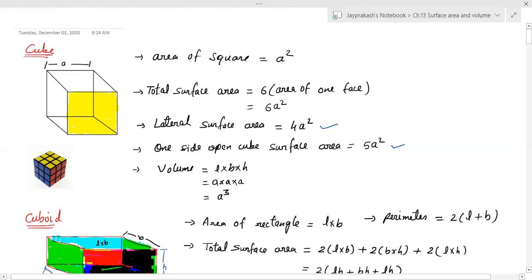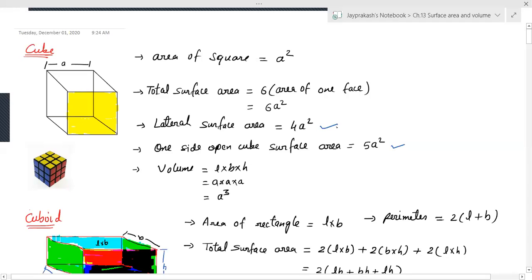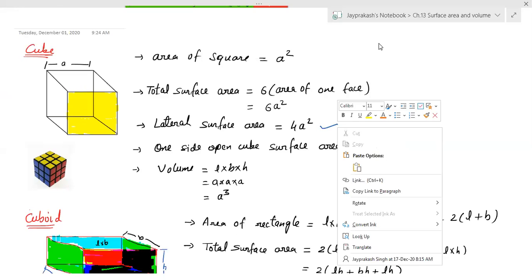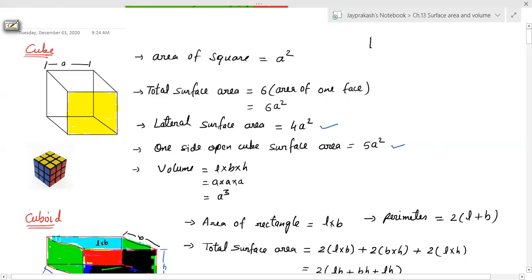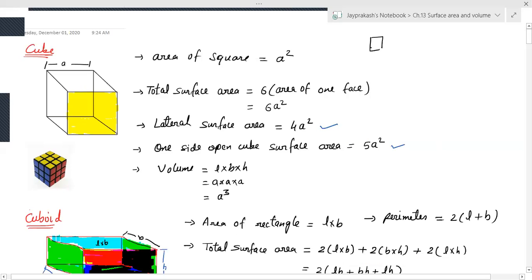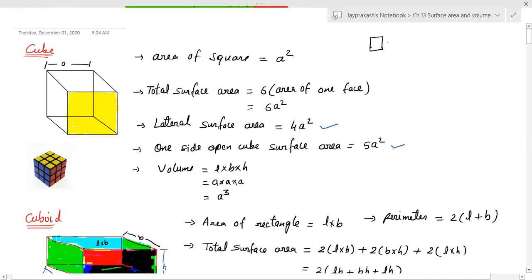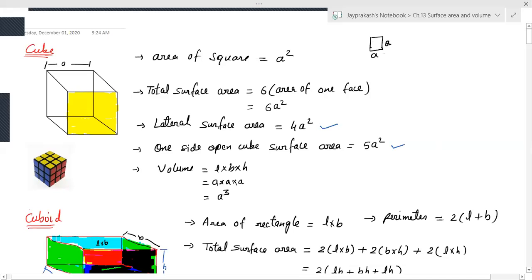So if we talk about the cube, then all the faces of the cube are in the shape of a square, with side A. So we can simply write the area of this one face is A square.